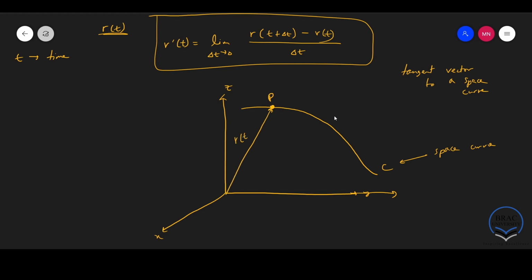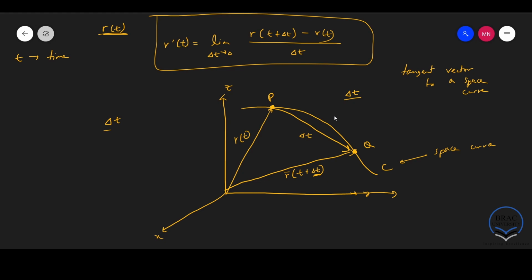We will have a position vector r of t, and after some change in time, delta t, the position of the particle will be at some point here, let's say Q. And this will have a position vector like this, r of t plus delta t. So after some change in time, we can represent the change with a vector from P to Q.